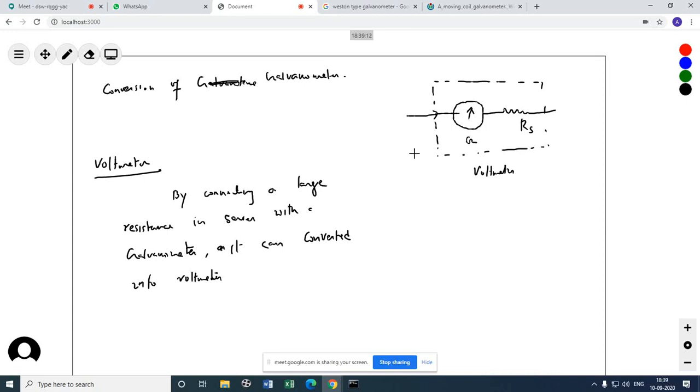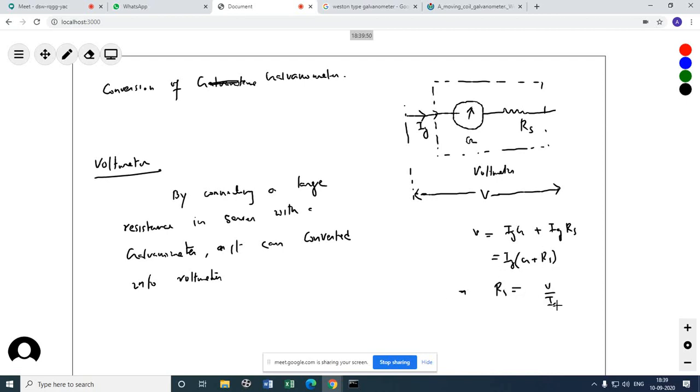How much do you want to convert it to? Let's say this is the current Ig, and you want to convert it into 2 volts. So V will be equal to IgG plus Ig into Rs, the voltage drops. Taking Ig common, Ig times (G plus Rs), so Rs will be equal to V by Ig minus G.